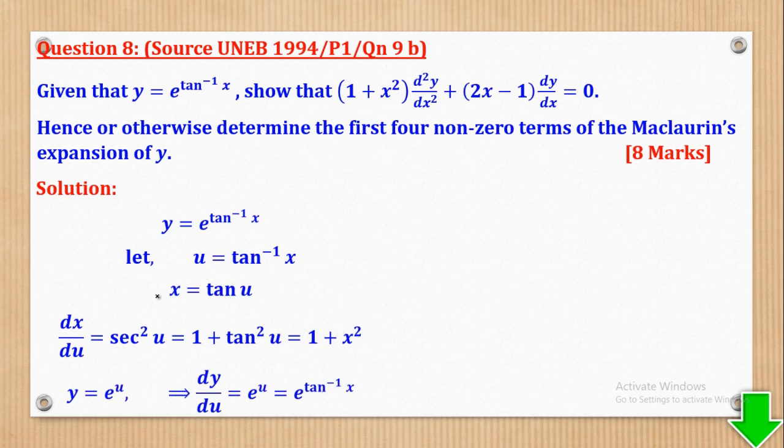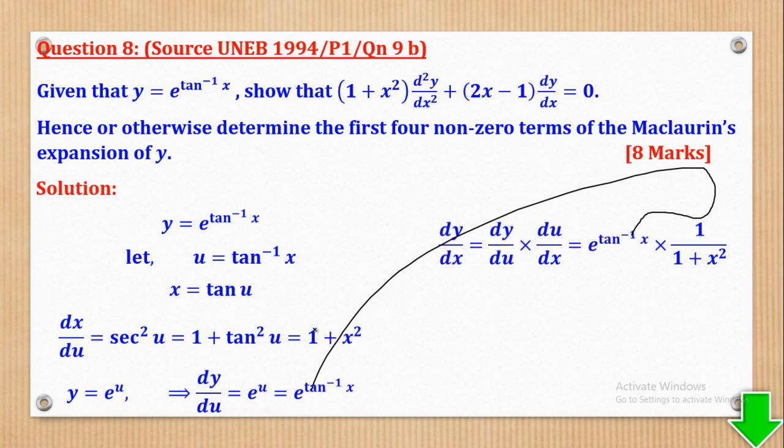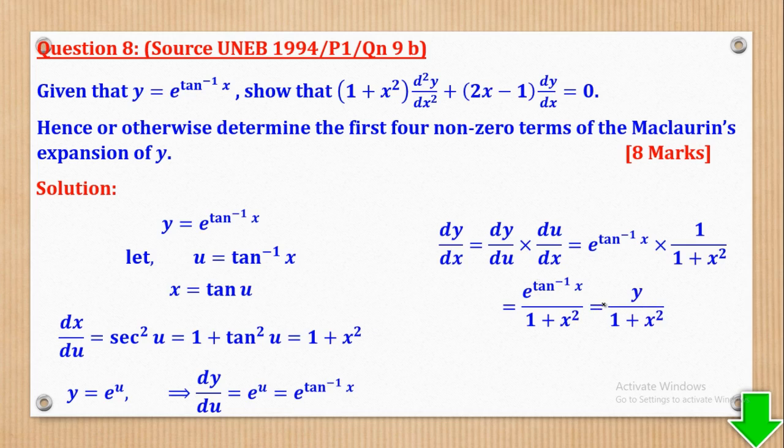Now, when you put u as this, it means that y is equal to exponential u. And differentiate, you'll come up with dy/du equal to e^u, but u is already arctan x. So by chain rule, dy/dx is equal to dy/du times du/dx, I think you remember that. So substitute dy/du and du/dx. So this was dx/du, meaning that du/dx will be the reciprocal of this, which is that. Simplify, we'll come up with this because we already know that this one is equal to y. So I'll put there y.